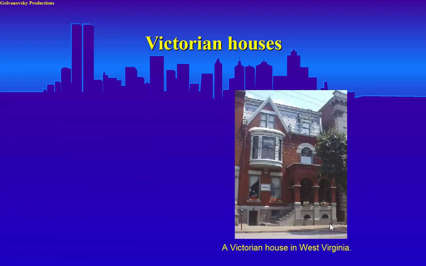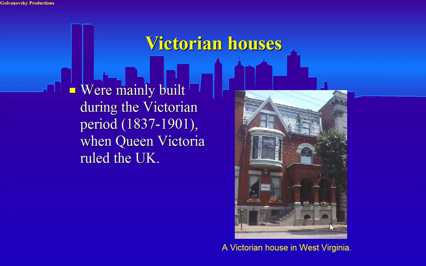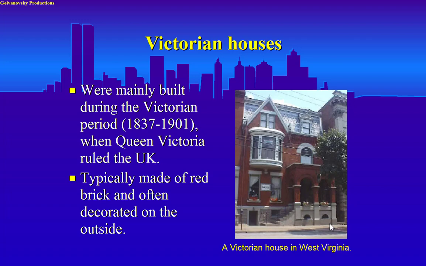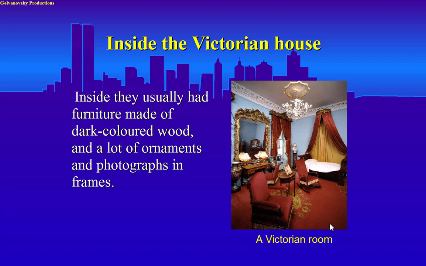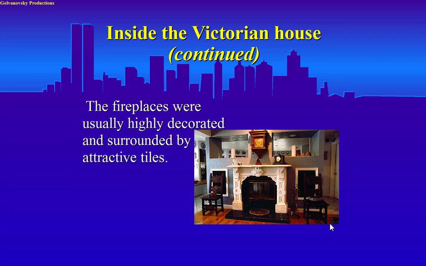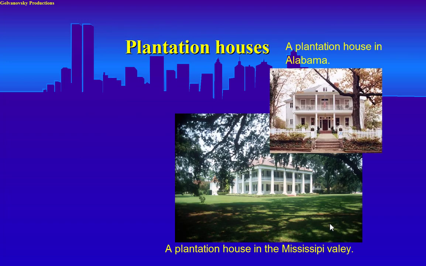Now, Victorian houses. Victorian houses were mainly built during the Victorian period, 1837–1901, when Queen Victoria ruled the UK, typically made of red brick and often decorated on the outside. Inside, they usually had furniture made of dark-colored wood and a lot of ornaments and photographs and frames. The fireplaces were usually highly decorated and surrounded by attractive tiles.